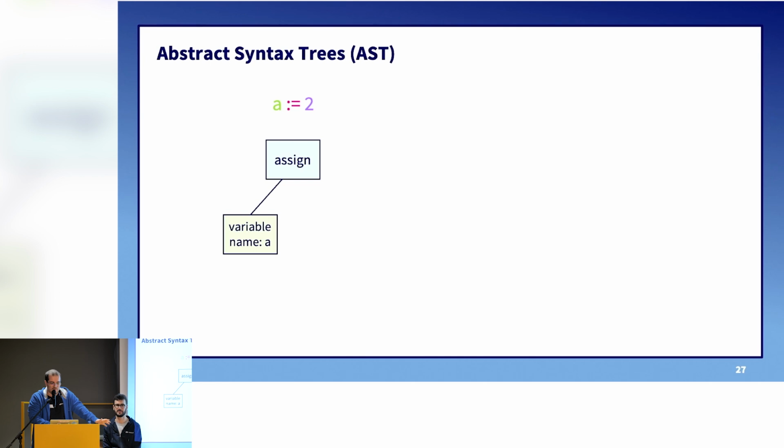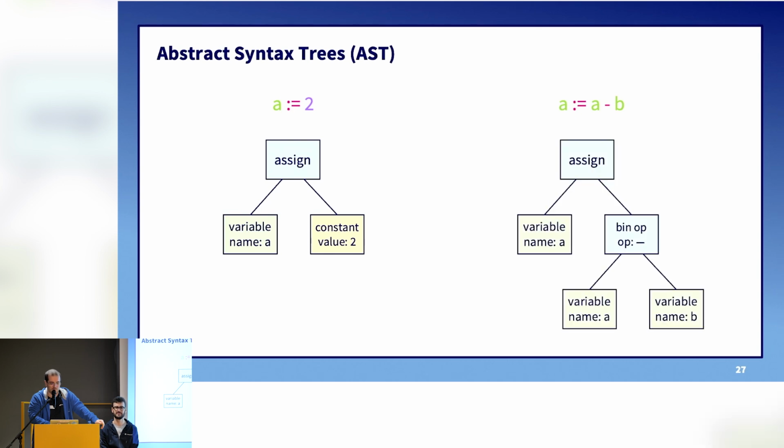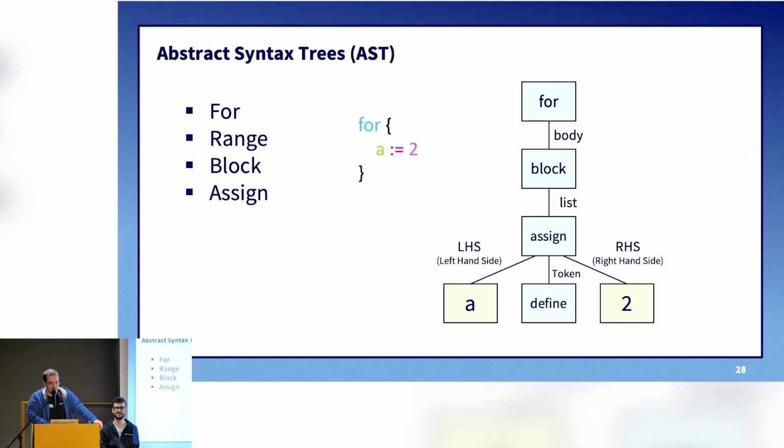We assign the constant value 2 to the variable a. If we take another example, a bit more complex, we assign the value a minus b, with the binary operator minus, to the variable a. I think every language does this, at least Go does this, Python does this. And in Go, there are specific terms. So we will be looking at for loops because that's our interest here. We want to detect fat contexts in for loops.